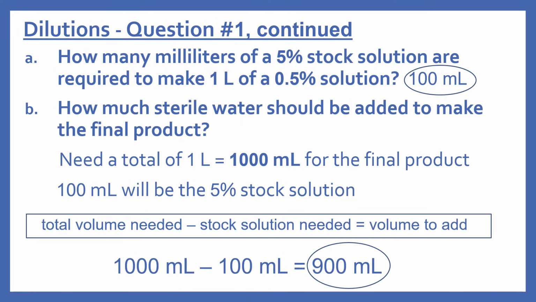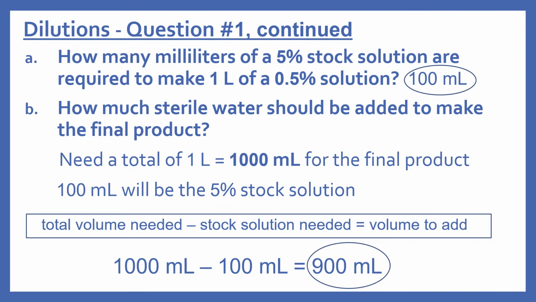Now we'll look at part B of question 1. How much sterile water should be added to make the final product? So if you look at our question, you know we need a total of 1 liter, which is 1,000 milliliters for the final product. We know from solving part A that 100 milliliters will be the 5% stock solution. So now we need to determine the volume to add. We'll do this by taking the total volume needed and subtracting the stock solution needed, and that will give us the volume to add.